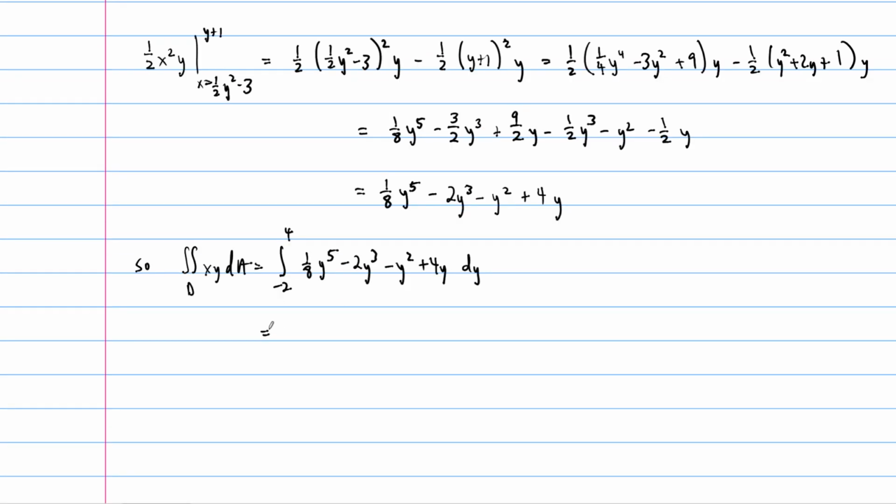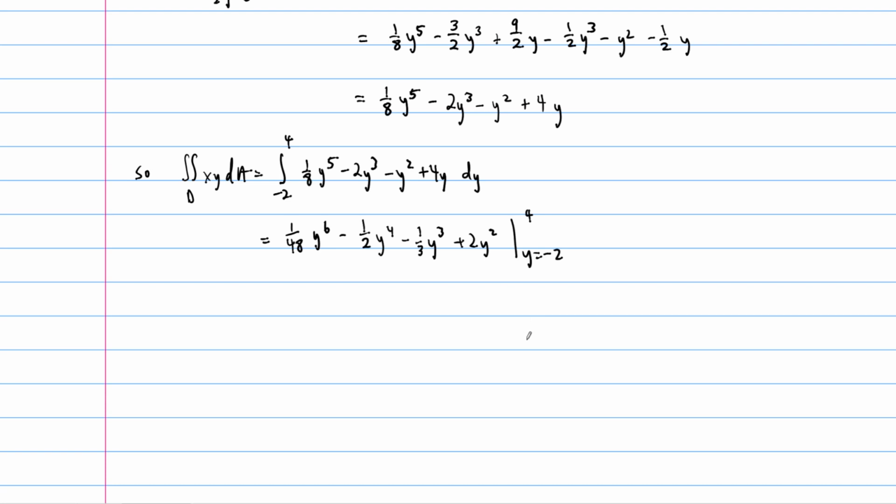All right? So this one's 1/48 y to the 6th minus 1/2 y to the 4th minus 1/3 y cubed plus 2y squared, where y goes from -2 to 4. All right, 4 is 2 squared, right? So when we plug this in, this is going to be 1 over 48 times 2 to the, let's see if any of this will cancel here. I'm not sure if it will, but we can just try.